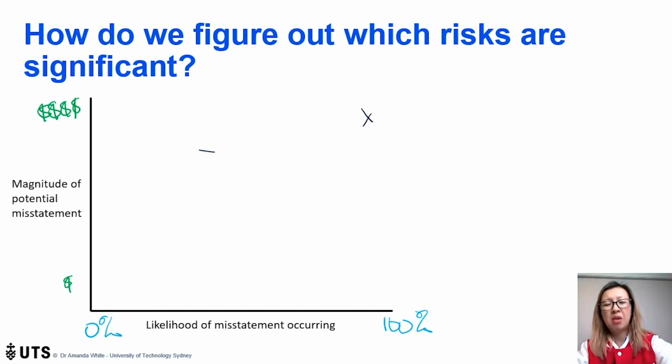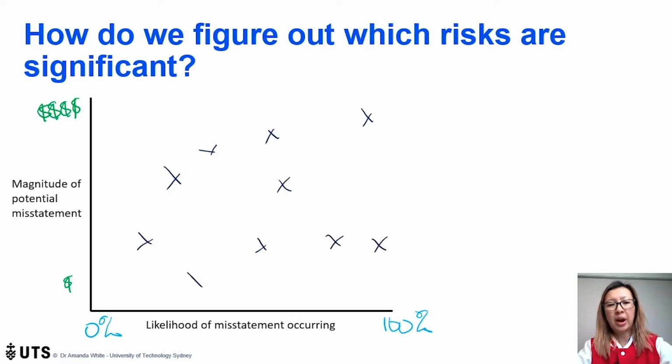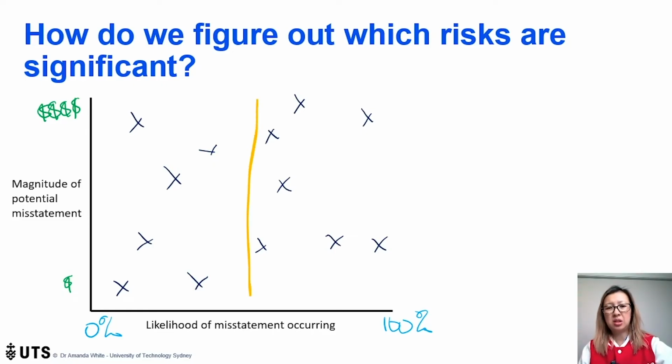So you might have risks plotted out all around here. All right, and you'll work with your team to figure out, is this high magnitude, low likelihood? So what it's really saying is that you essentially have to take your likelihood and your potential magnitude, and there's no real science to this, all right?